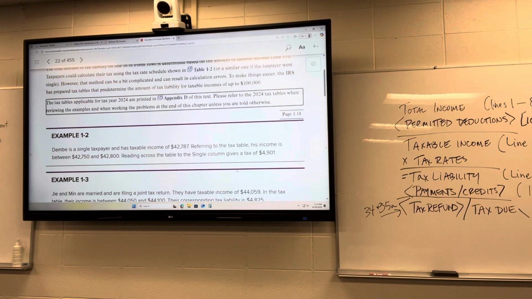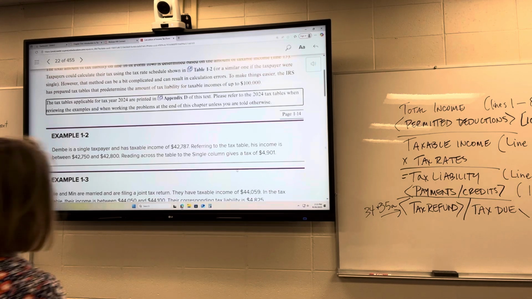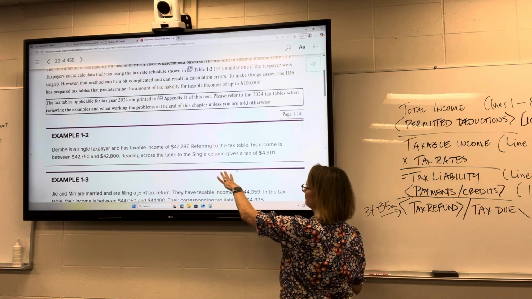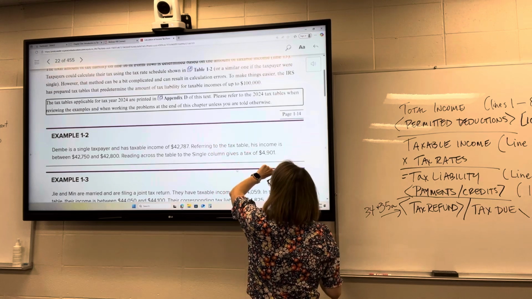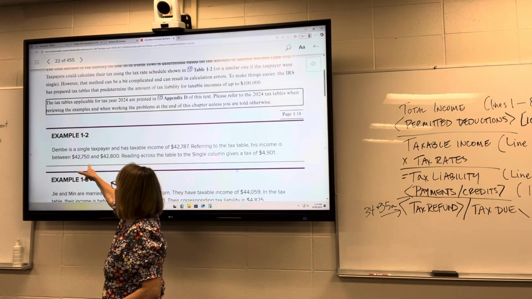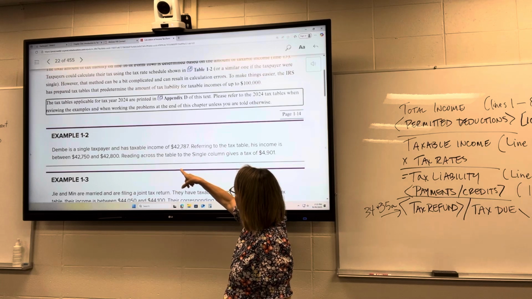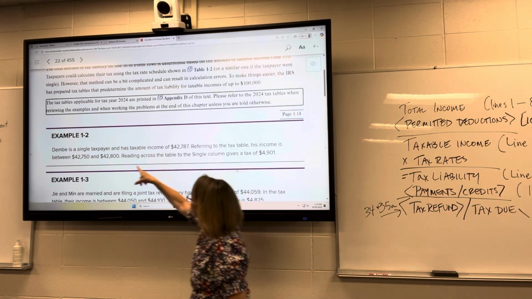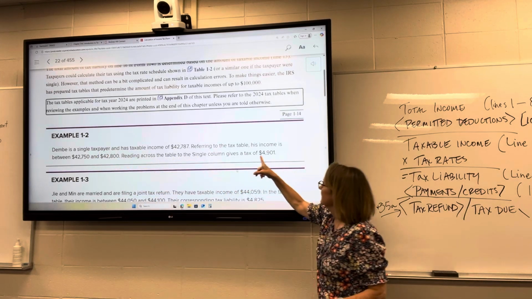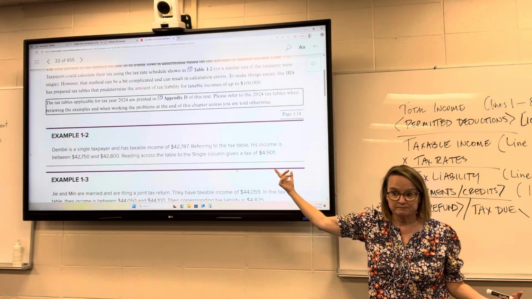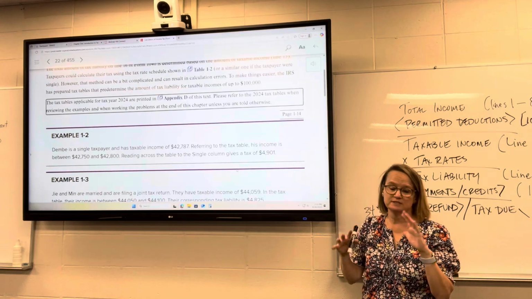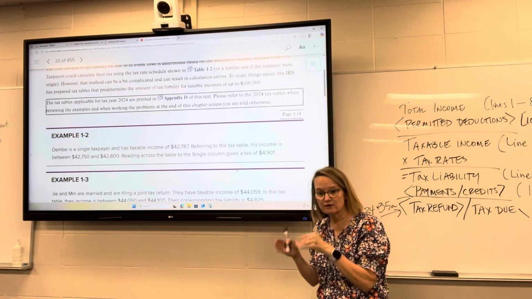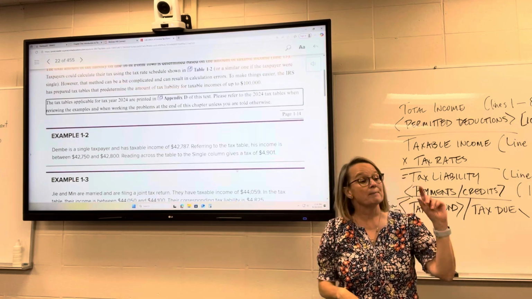Okay, so for example, Denby is a single taxpayer, taxable income of $42,787. If we were to look at that tax table, which I'm not going to go to right now, his income would fall between that $42,750 and $42,800. If he's single, which they told us, it gives us a tax of $49,001. Okay, just remember that $100,000, and it doesn't matter what the filing status is, $100,000 is the cutoff. So if the income is $100,000 or less, you're going to be able to find it on the table. But be careful of your problems.